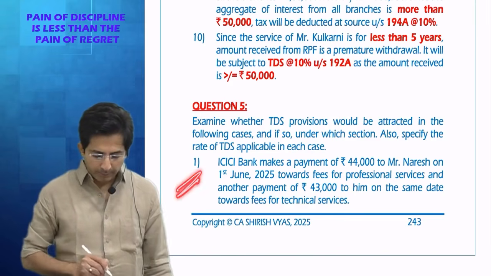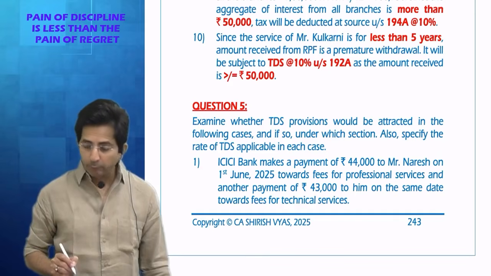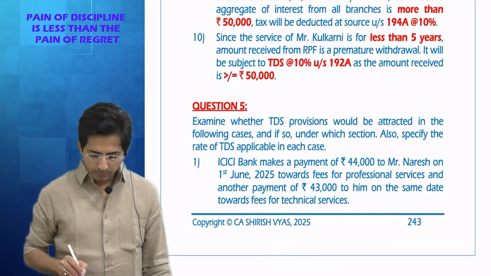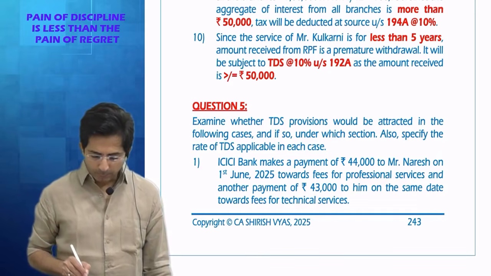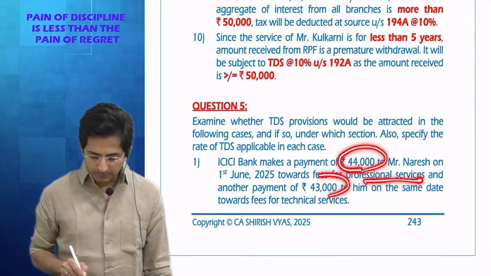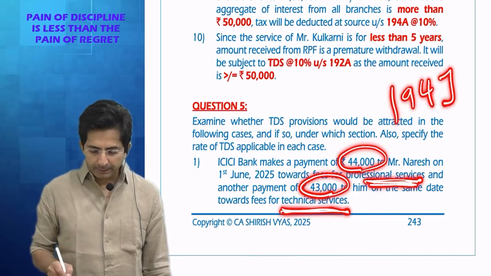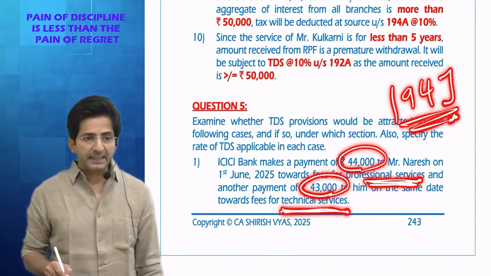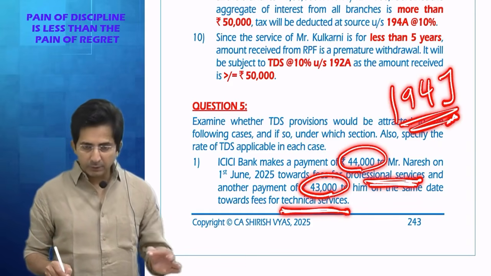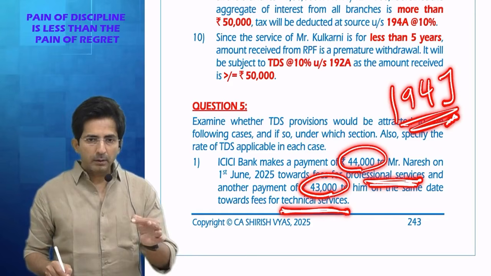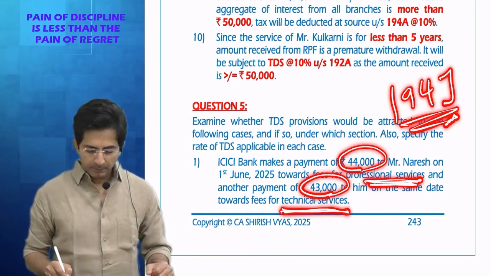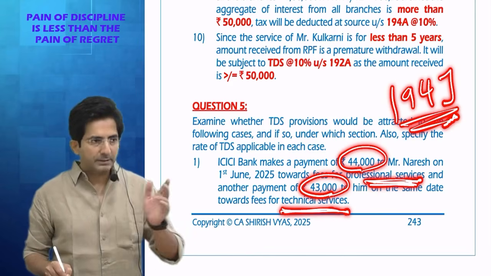So see, in the first point, ICICI Bank makes payment of 44,000 to Mr. Naresh for fees for professional service and 43,000 to him for technical service. See, there are two payments. One payment is for professional service, another payment is for technical service. For professional as well as technical service, the section is the same, 194J. But the threshold limit should be checked separately. Because in 194J, for each item it is 50,000. So you have to check for each item separately.